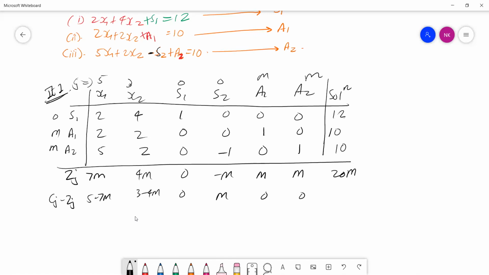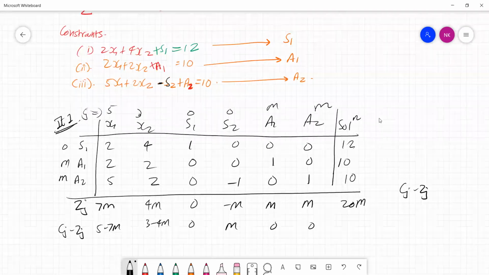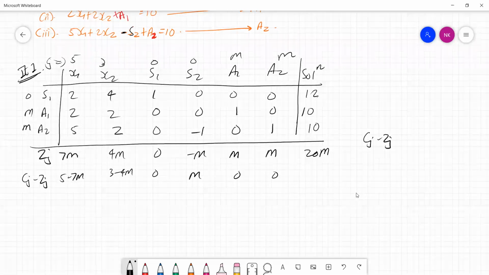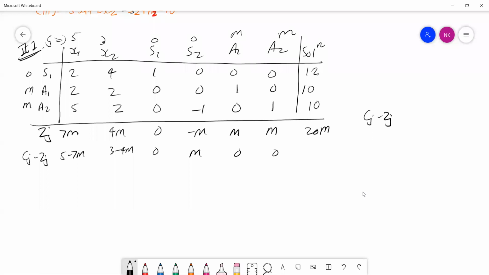So what should be the case? Should all the Cj minus Zj be greater or equal to 0, or less or equal to 0, for optimality? It's minimization, so what should be there? Greater than or equal to 0. Right, it should be greater or equal to 0. But over here, what is the case? If you are not getting whether M is infinity, so what should be done? Just assume M to be equal to, let's say, 10. So in this particular case, we are assuming M equal to 10.